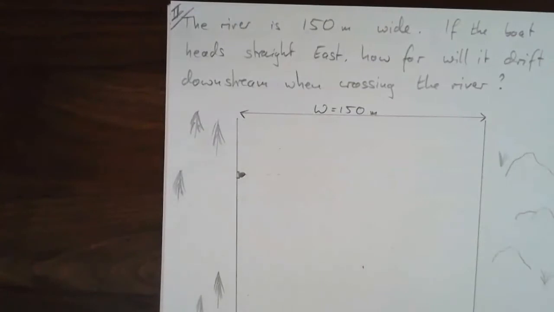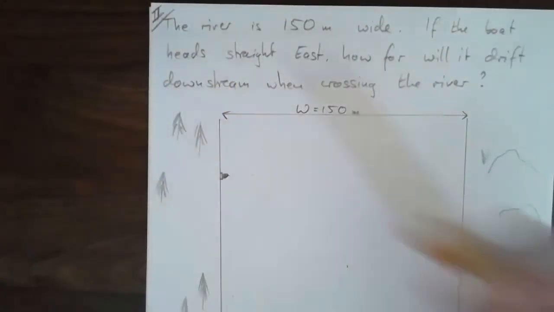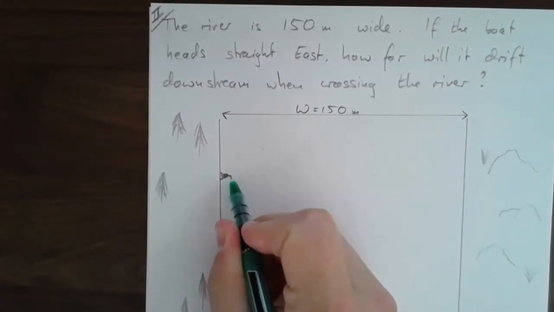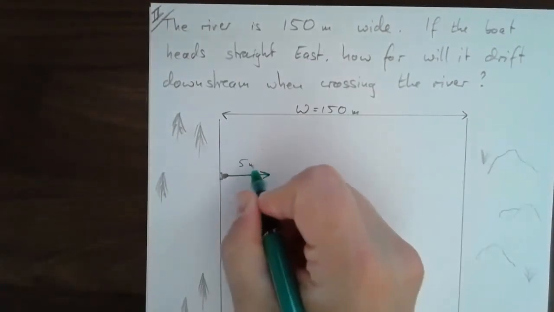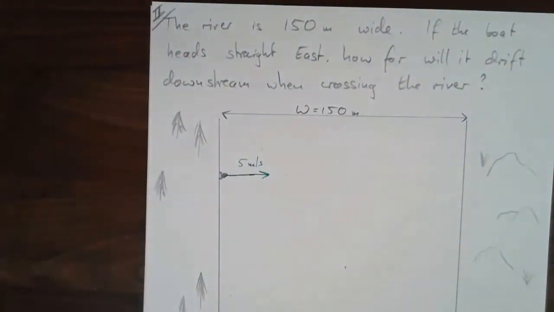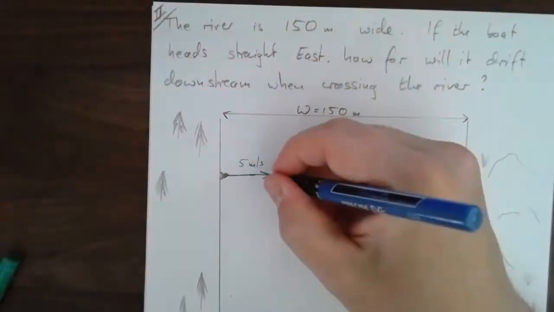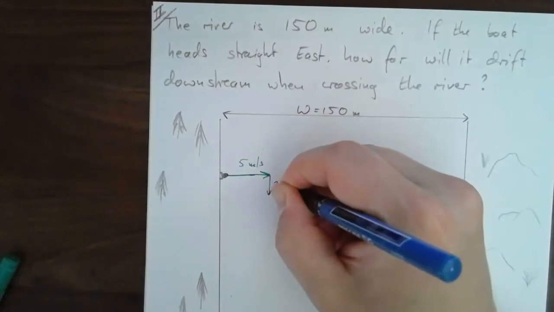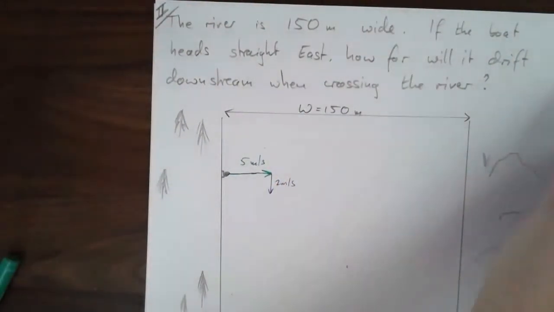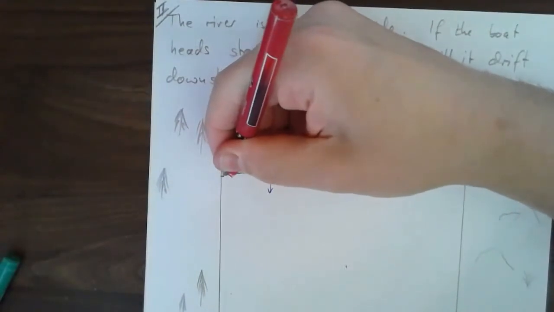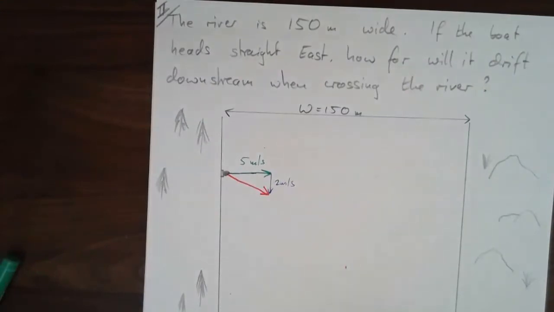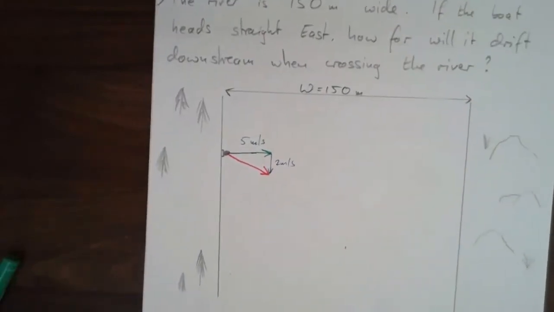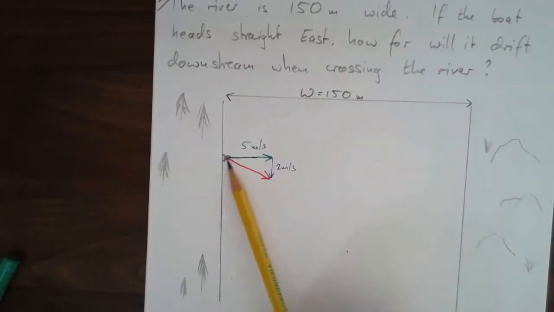Now that it's heading straight east, a bit of terminology here. We are heading, it's kind of pointing straight east. It means it's trying to go straight east, never mind what the river does. And it does so at 5 meters per second. And then the river is going to take us down by 2 meters per second. So we've already worked out what the overall speed is, root 29, but actually we don't really care so much here. This is my overall velocity. So the question is, how far do we drift down by crossing the river if we're heading straight east?